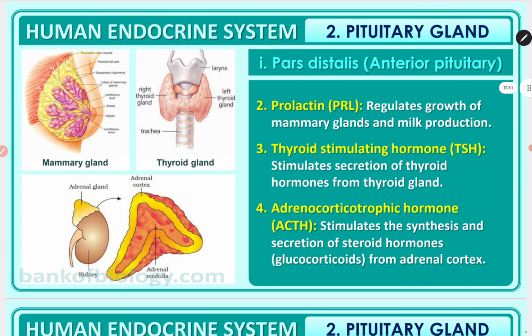Second is prolactin or PRL. It regulates growth of mammary glands and milk production. Third is thyroid stimulating hormone, TSH, that stimulates secretion of thyroid hormones from the thyroid gland. Fourth is adrenocorticotropic hormone, ACTH, that stimulates the synthesis and secretion of steroid hormones like glucocorticoids from the adrenal cortex. Details we will see afterwards.